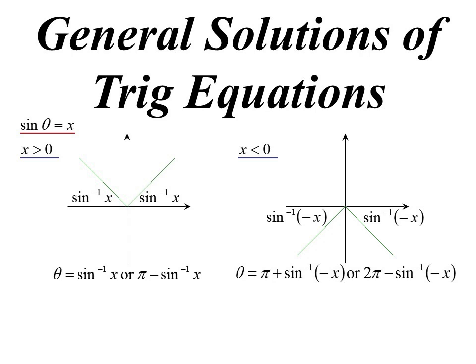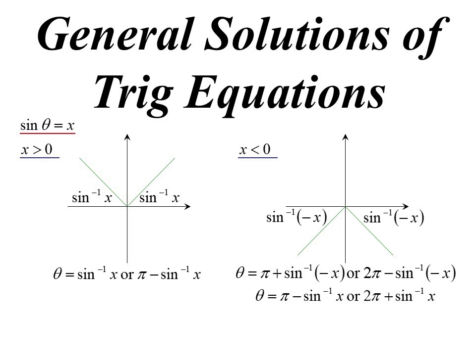So we end up with pi plus the inverse sine of negative x, or 2 pi minus the inverse sine of negative x. But we know inverse sine is an odd function, so I can now rewrite that as pi minus the inverse sine of x, same answer as I got over here, or 2 pi plus the inverse sine of x, which is actually the same as the first one. As we go around the circle, we just add 2 pi to each answer. Now what this means is it does not matter whether x is positive or x is negative. I'm going to get inverse sine of x or pi minus the inverse sine of x.